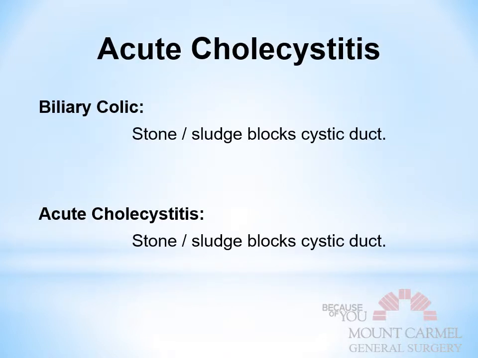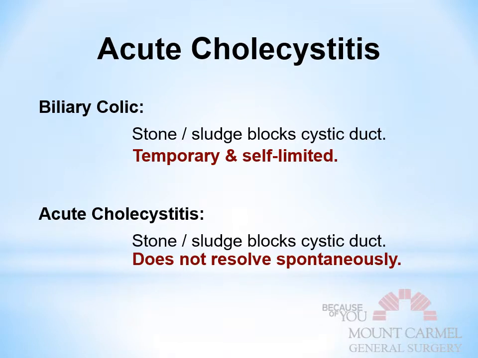In the acute cholecystitis setting, there'll be biliary colic: stone, sludge, blocked cystic duct. And in acute cholecystitis, there's the stone, which is sludge, blocking the cystic duct, as in biliary colic. The difference is this: in biliary colic, it tends to be temporary and self-limiting, whereas acute cholecystitis really does not resolve spontaneously, okay?